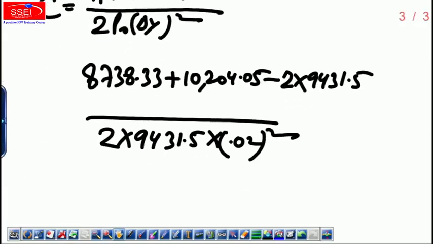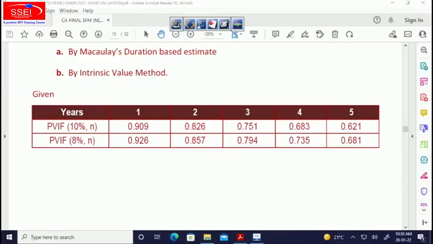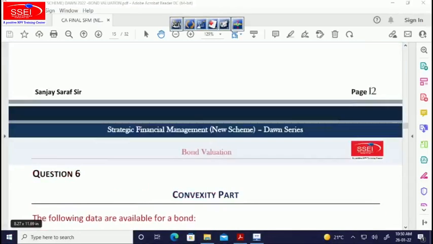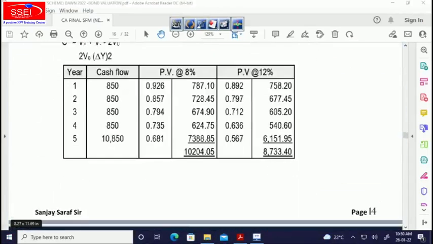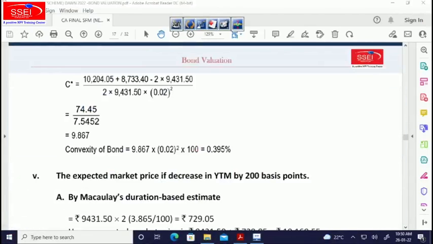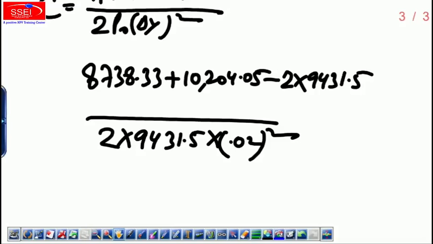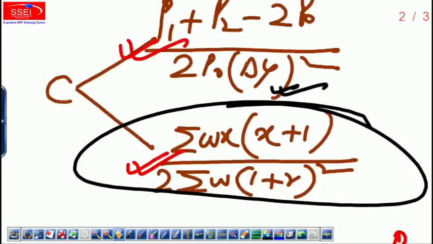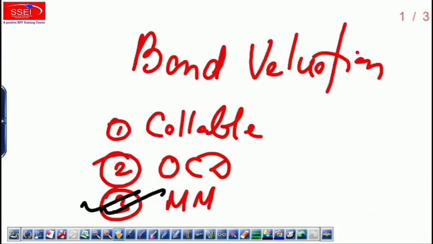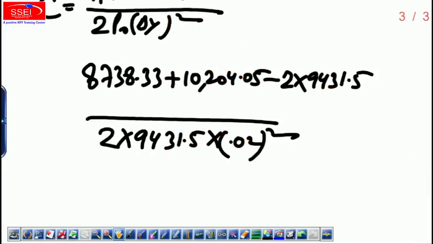8738.33 plus 10,204.05 minus 2 into 9431.5 divided by 2 into 9431.5 into 0.02 square. Okay, so have the institute got the same figures? Just one second. What are the prices they got? They are 10,204, 8733. Did I get 8733? 8738. Okay, this is 8738 we got. They got 8733.